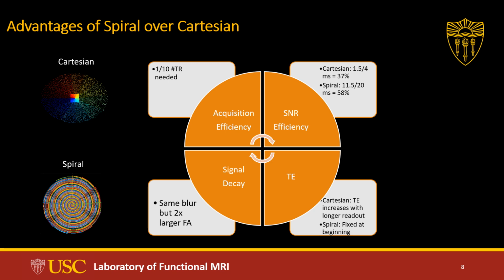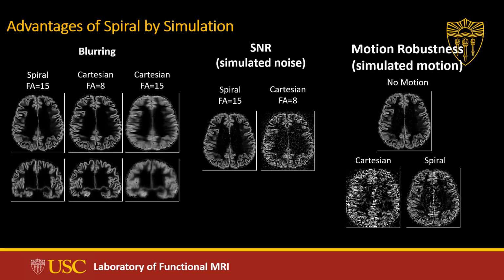The reason we moved to spiral is spiral's higher acquisition and SNR efficiency, short TE and less ASL signal decay. Spiral is also more robust to motion and better takes advantage of hardware upgrade. We demonstrate those advantages with a digital phantom. First, the spiral can use 2 times higher flip angle than Cartesian and avoid excessive blurring. Then with simulated noise, spiral achieves much higher SNR than Cartesian. Also with simulated motion, spiral has less artifact.